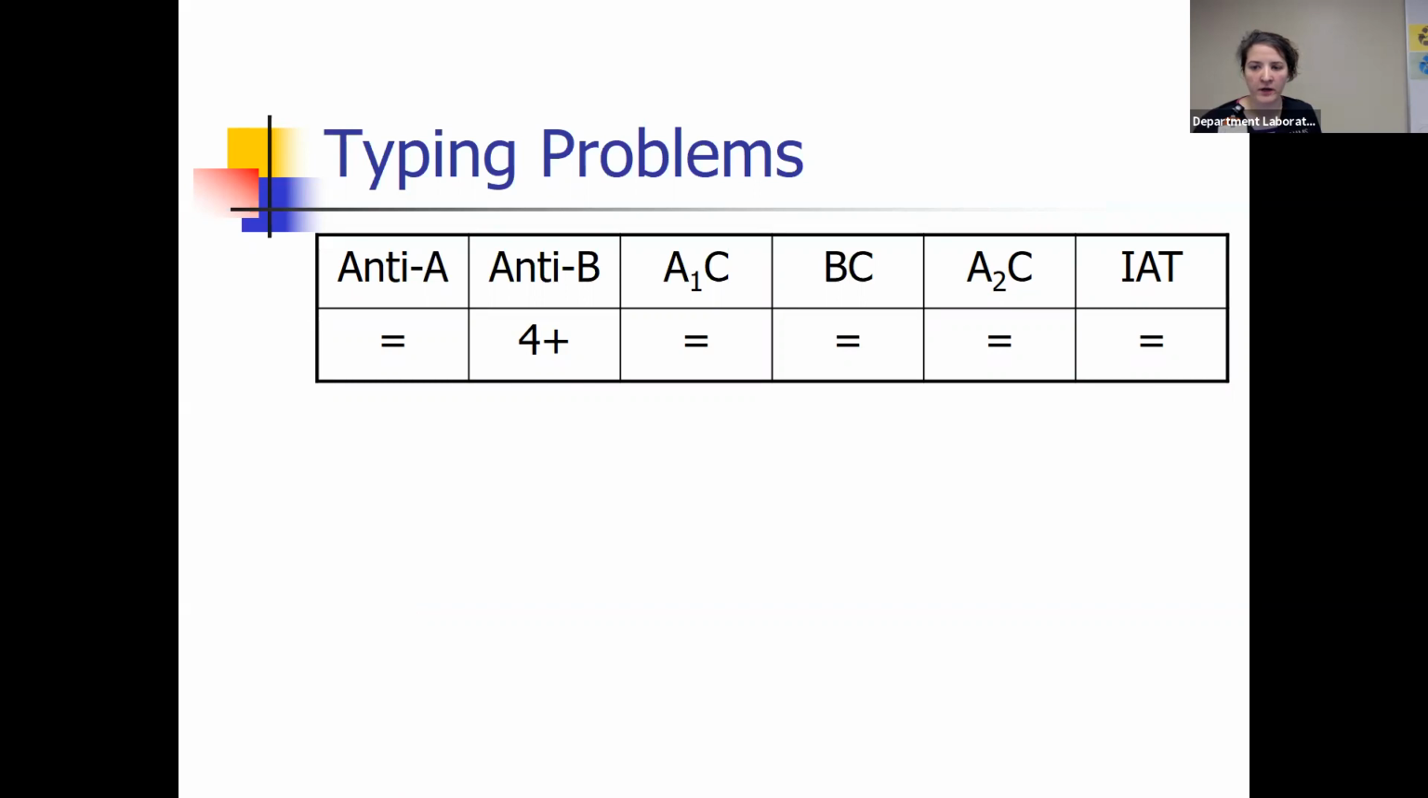All right, so here's another one. What's your front type look like? B, but what's your back type look like? AB. Our A2 cells are negative, and then our IAT is also negative. So what do you guys think is causing the discrepancy in the back type?